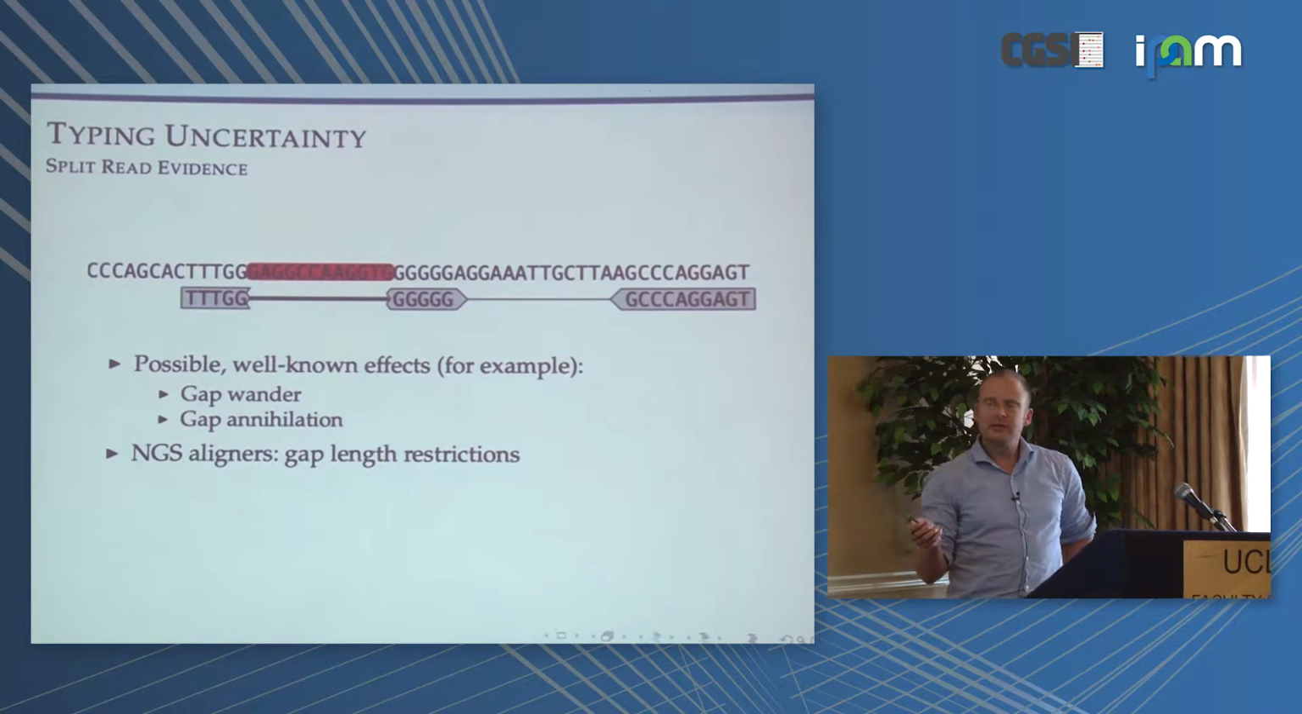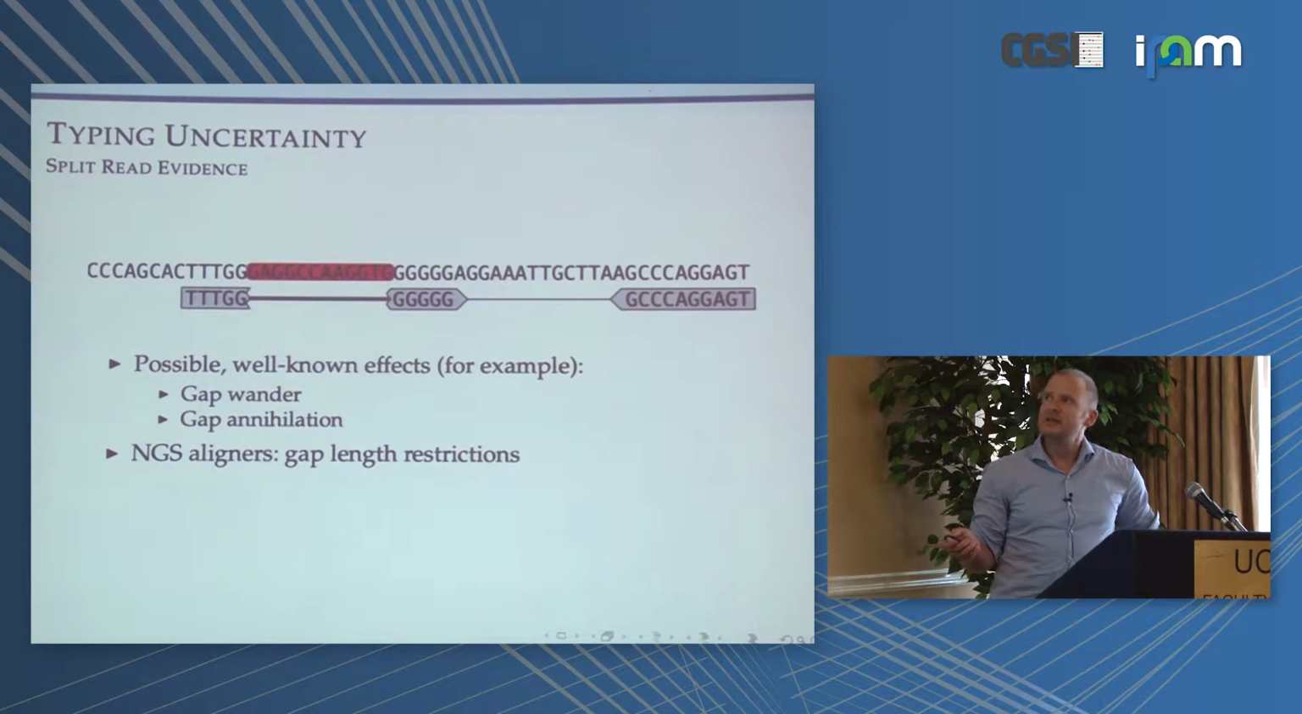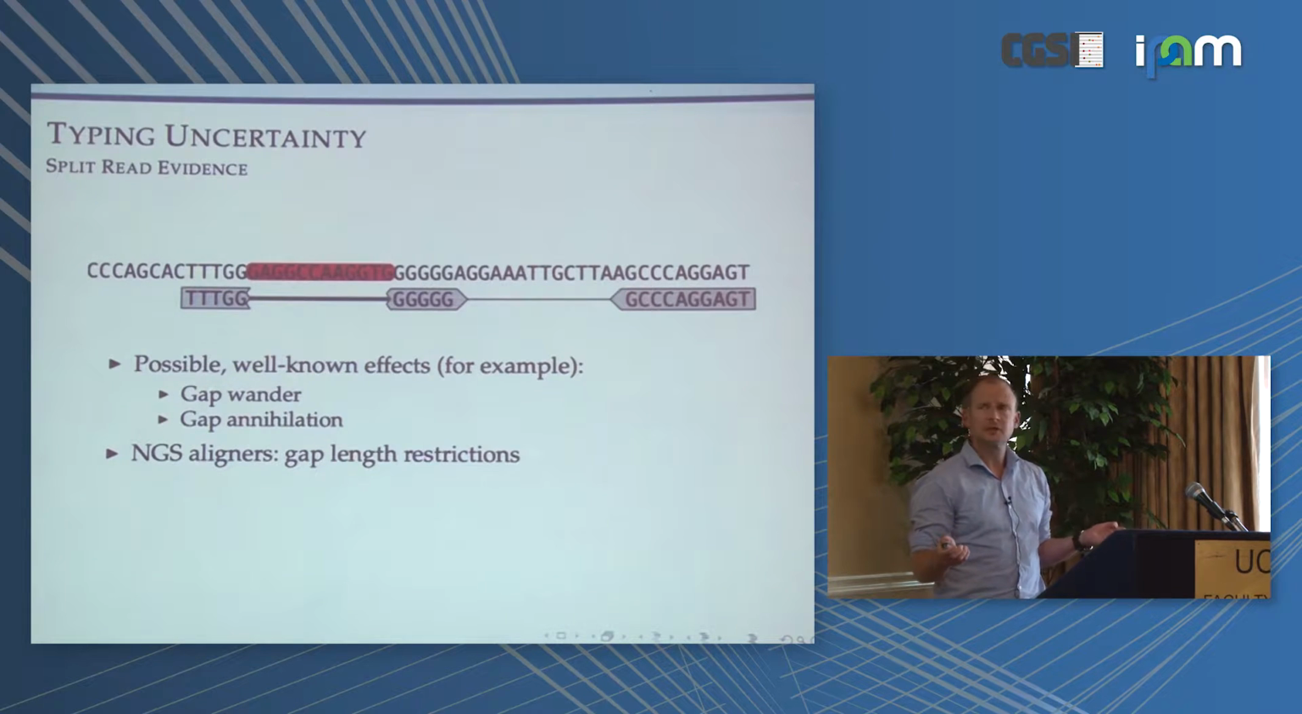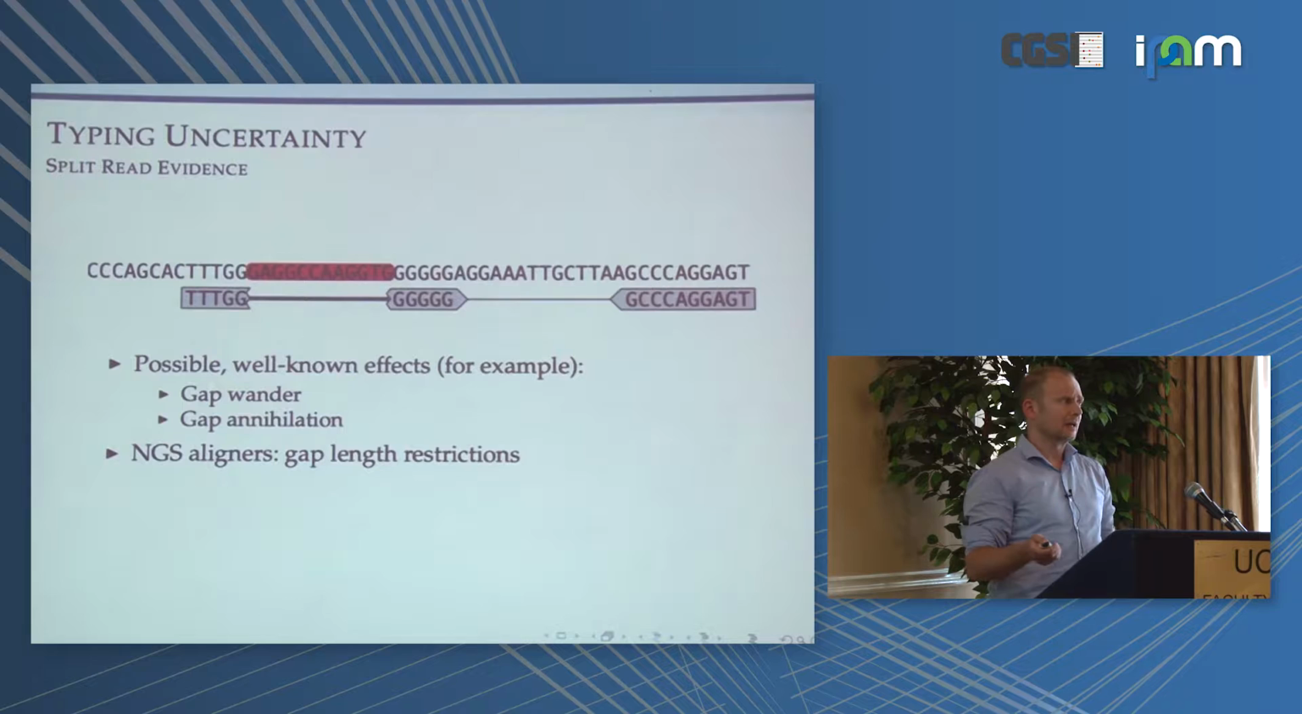There's also split read evidence. This looks much easier at first glance. This is just the gaps in the alignment. You would like to make use of this information as well, but there's also uncertainty about this type of information.